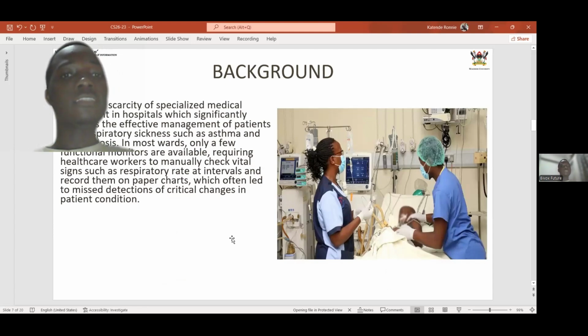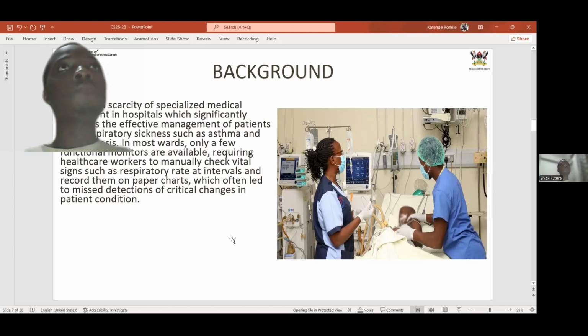Let me say, there is scarcity of specialized medical equipment in the hospital. We have limited monitors and limited microphones. Actually, even in some hospitals, there are no microphones that are able to hear these noises or determine them, which significantly hampers the effective management of patients with respiratory sickness such as asthma.